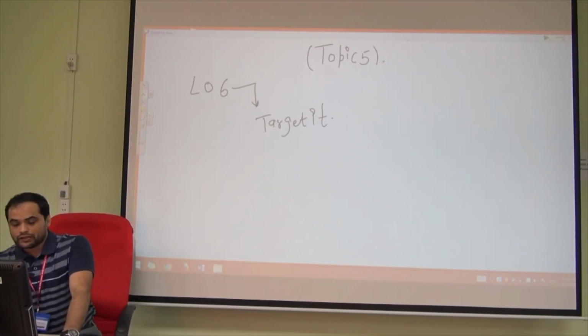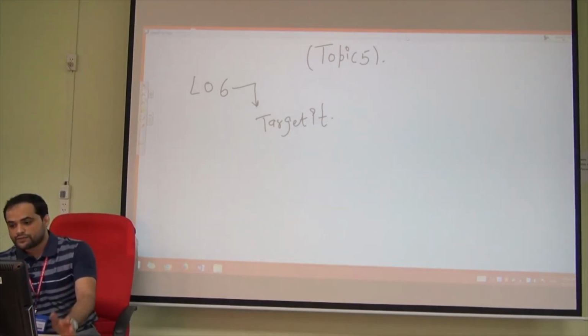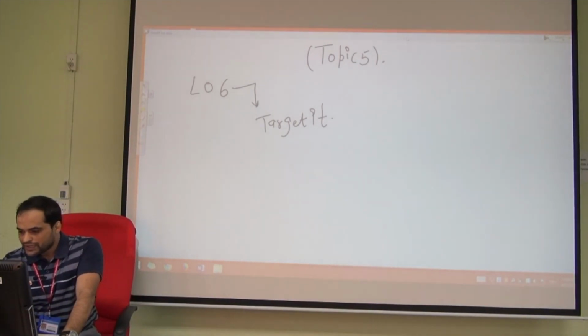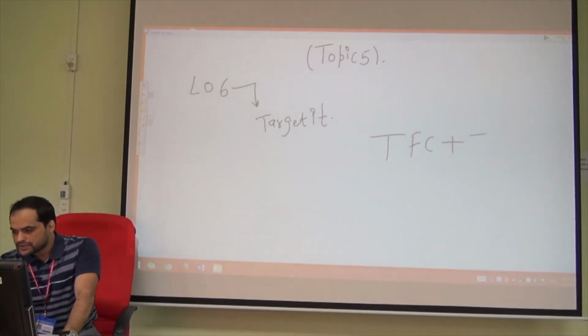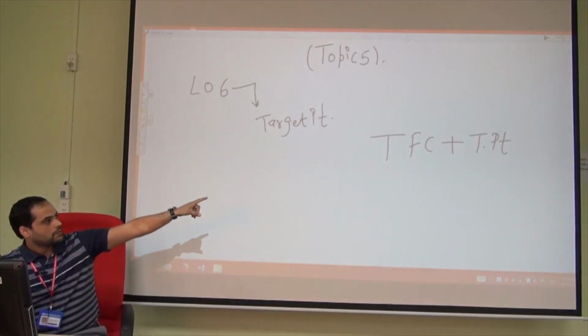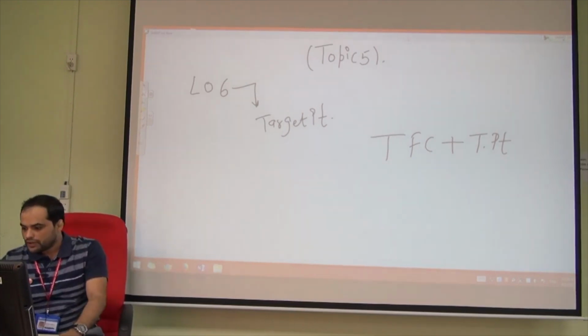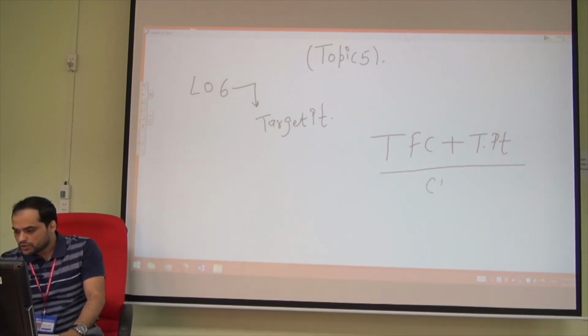If you want to calculate the target profit sales, what is the formula? The formula is total fixed cost plus target profit, where TP stands for target profit, divided by contribution margin ratio, or contribution margin per unit.